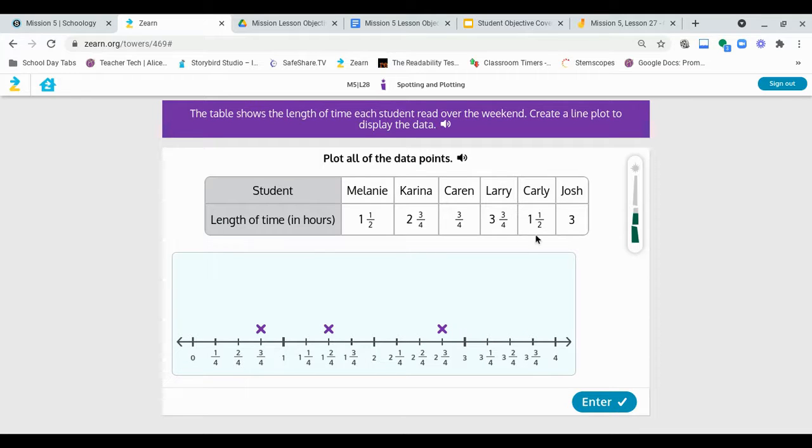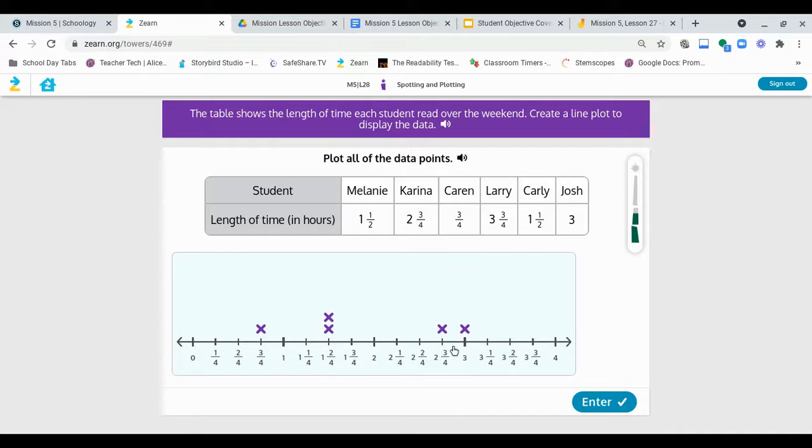Carly is 1.5 again. So Carly is the same as Melanie, which was 1.5. Remember, we had to rename that 1.5 as 1 2 fourths. Notice I already have an X here. So what do I need to do? I need to add another X. I need to mark another point because there are 2 people, Carly and Melanie, that both were at 1 2 fourths or 1.5. And then Josh was at 3 wholes, just like this.